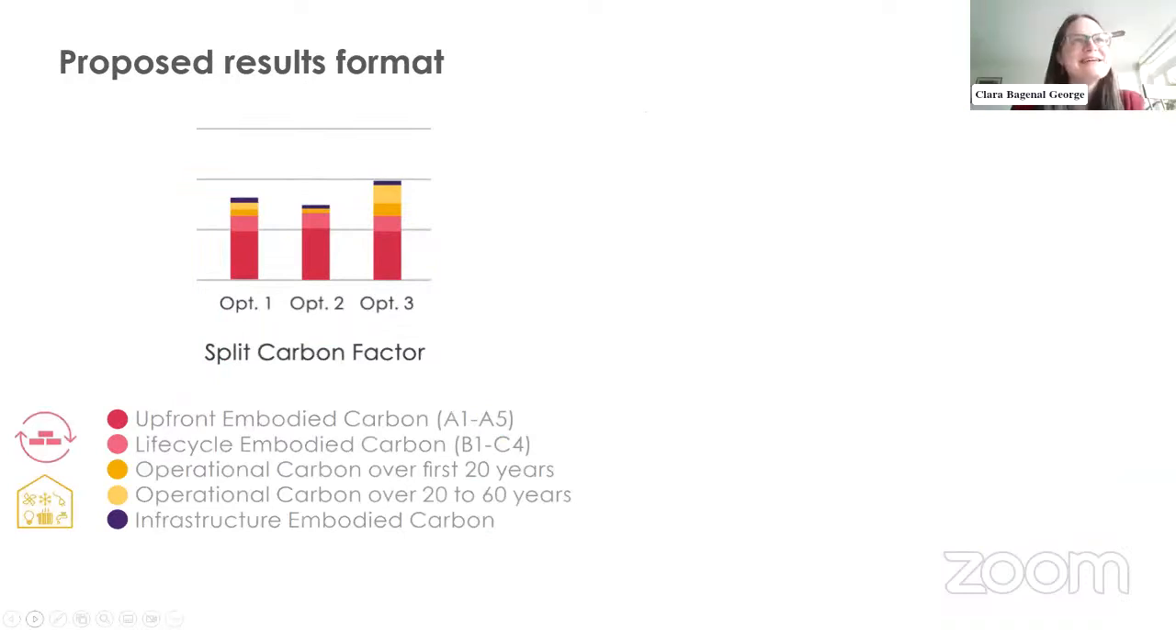Thanks, Alex. So we're now going to show you what this means in practice, what kind of information you'll be getting as a developer or as a design team to help you make decisions about different options in the design stage. So you can see here, this example looks at the 3 different options, and it shows you the whole life carbon of those different options using the split carbon factor that Alex has just described.